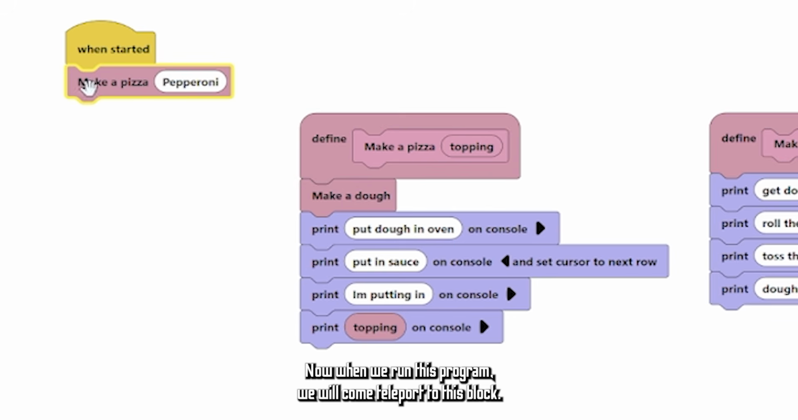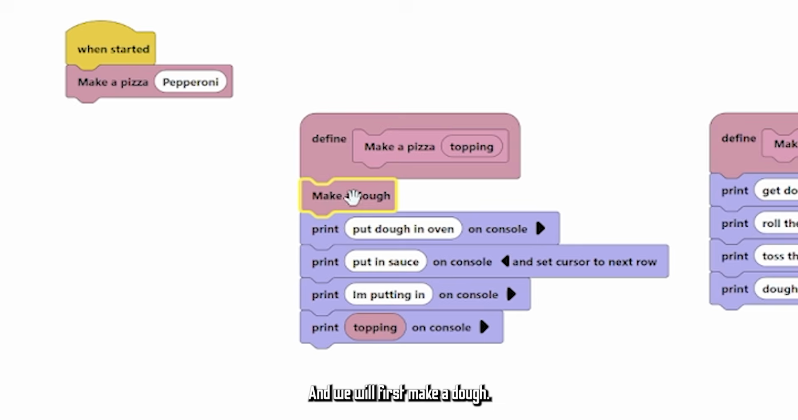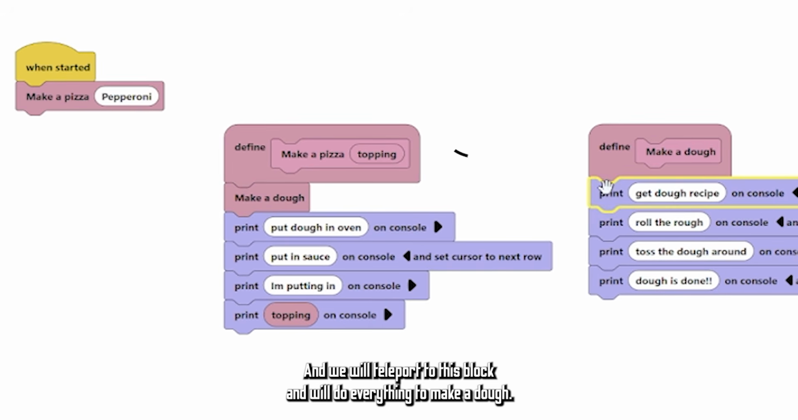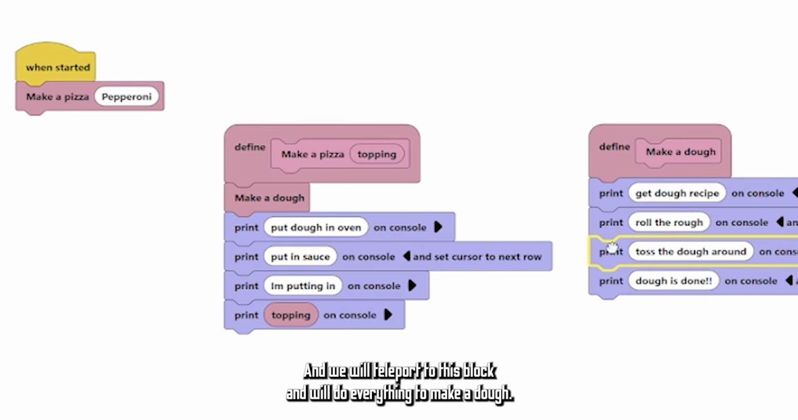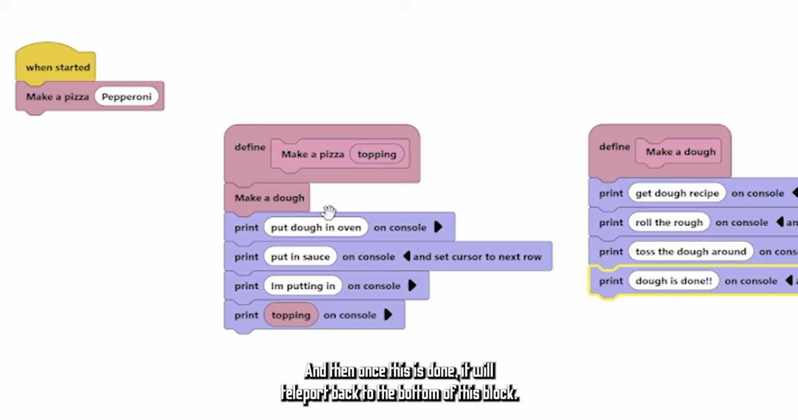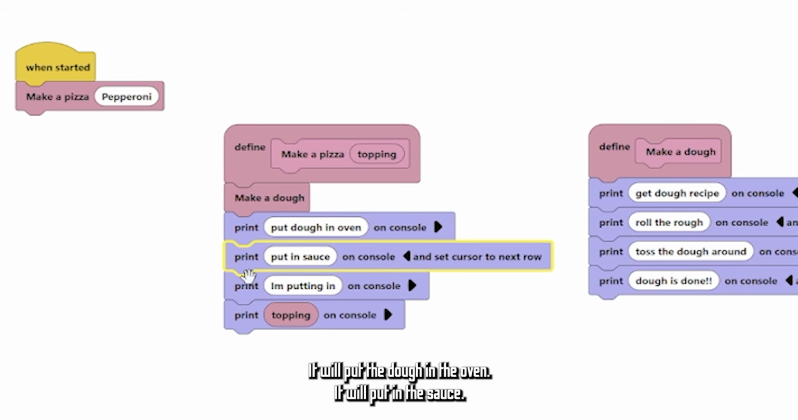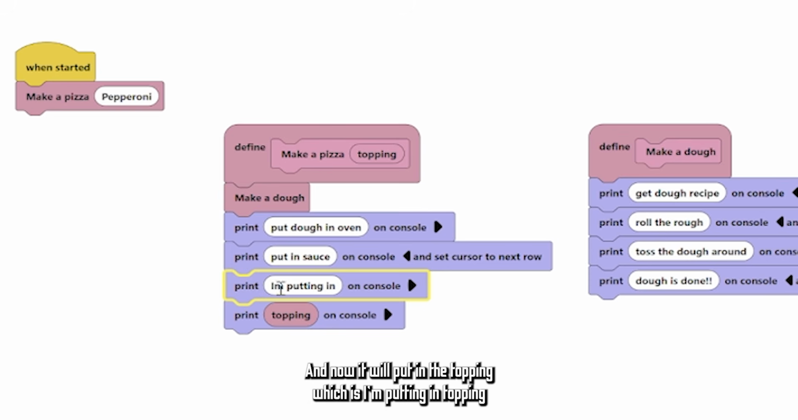Now when we run this program, we'll teleport to this block, and we'll first make a dough, and we'll teleport to this block. It will do everything to make a dough, and then once this is done, it will teleport back to the bottom of this block. It will put the dough in the oven, it will put in the sauce, and now it will put in the topping, which is I'm putting in topping, which is pepperoni. So it will print out I'm putting in pepperoni.